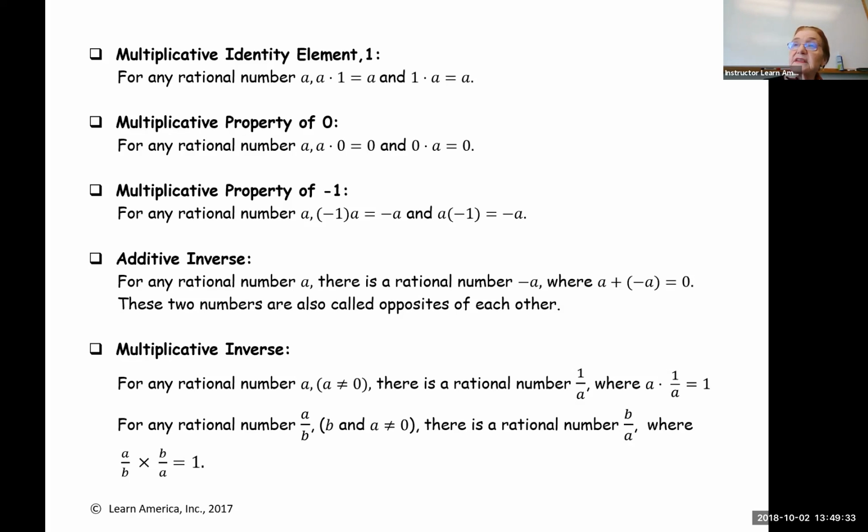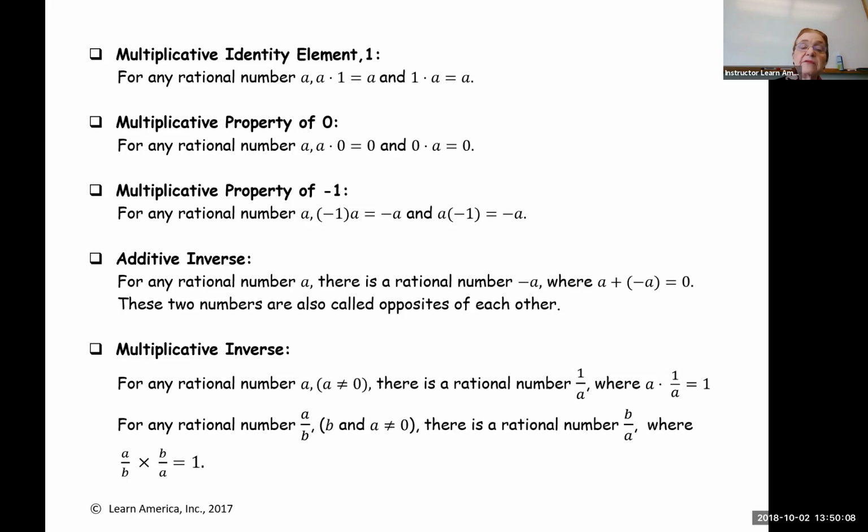Now we have inverses for addition and for multiplication. Every rational number will have an additive inverse. So if we have a rational number A, there's going to be a rational number, the opposite of A, which when added to the original gives you 0, the identity. Always keep in mind that the operation will produce the identity when you're adding inverses. So A added to -A produces the identity element 0. You can consider these to be opposites of each other.